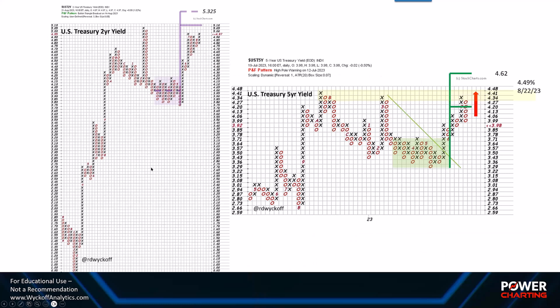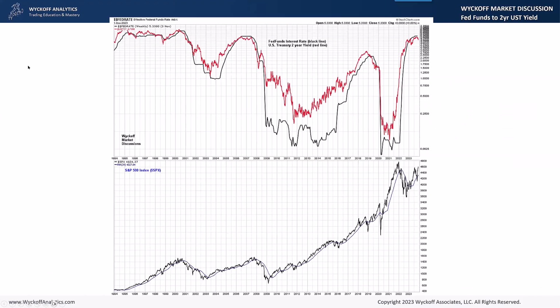I just wanted to ask you, with rates turning down, Jeremy Grantham says that the market doesn't bottom for another 6 months after the Fed starts cutting rates. Does your work back that up?